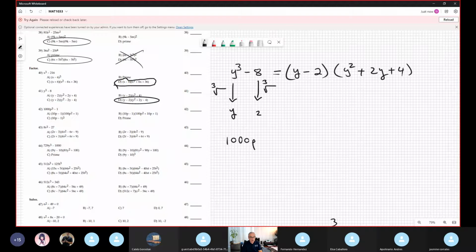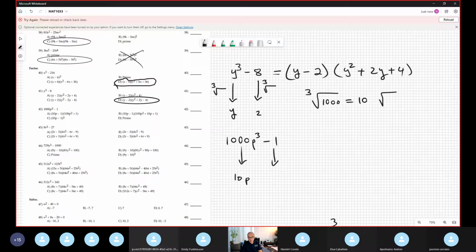1000 p cubed minus 1. Again, a binomial, a difference of cubes. The cubic root of that term, the cubic root of 1000, is 10, right? Because 10 times 10 is 100, and 100 times 10 is 1000. So 10p. And 1 is a magic number: any power and any root of 1 is always 1. Okay, so this is my A, this is my B.